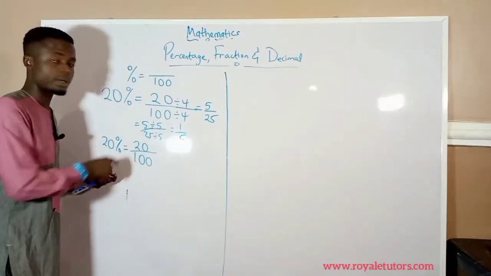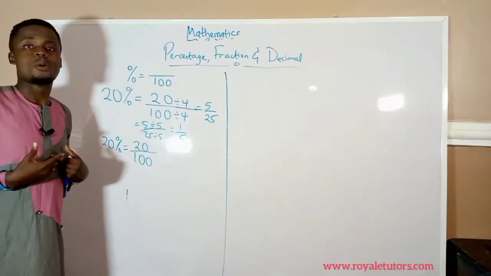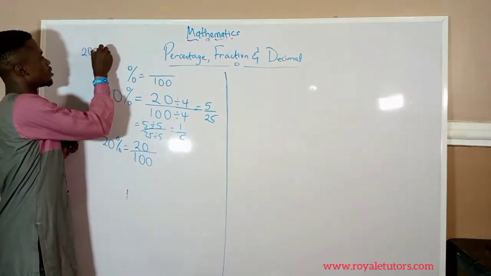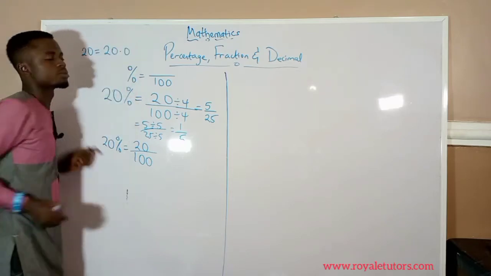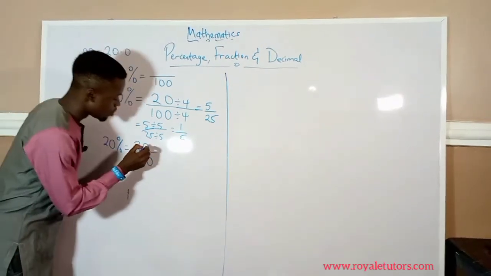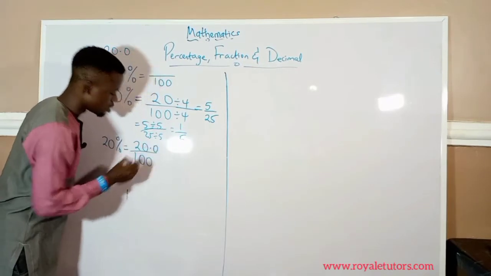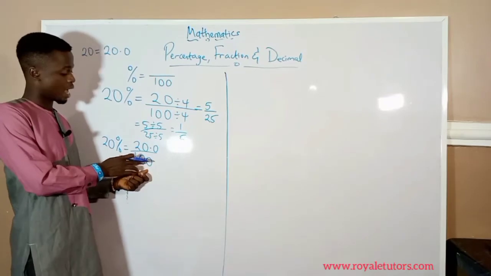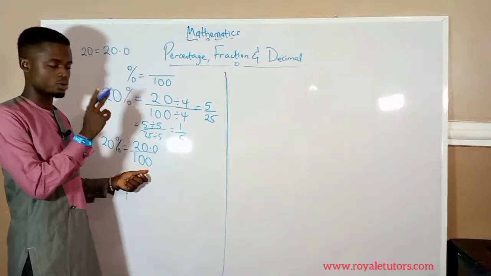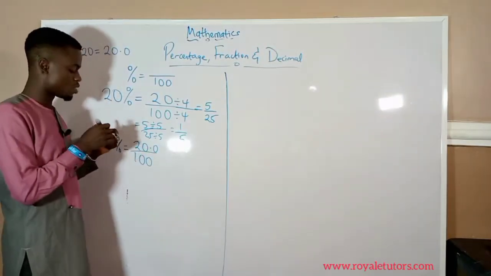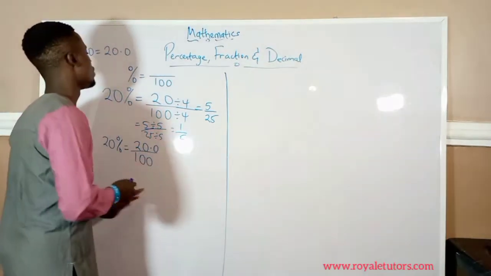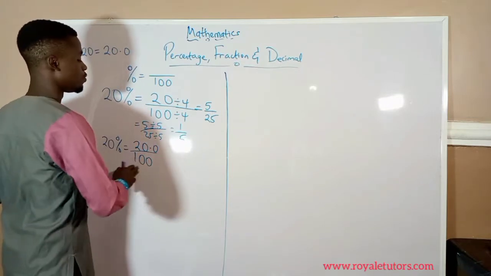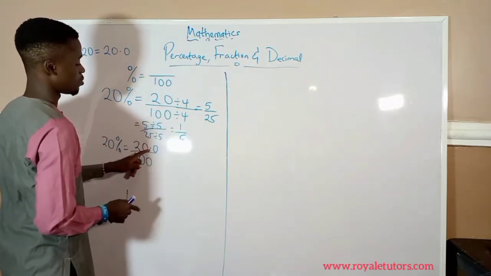20 is a whole number. At the same time, I can make it a decimal number because 20 is the same thing as 20.0. If you make it 20.0, you ask yourself, how many zeros do I have here after 1? I have 2 zeros. Whenever you are dividing by powers of 10, you shift to the left. If you are multiplying by powers of 10, you shift to the right. What are we shifting? The decimal point.